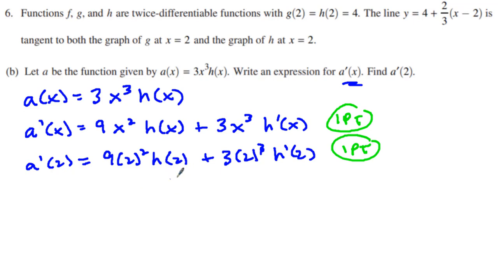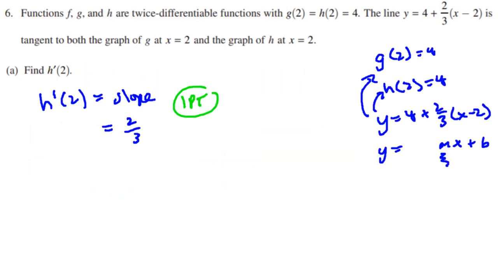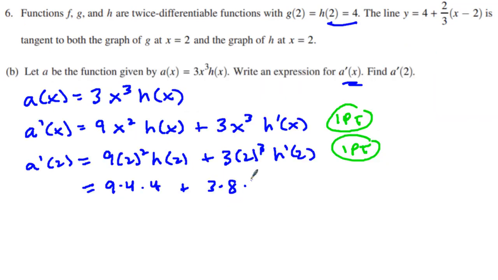Now we're going to find out what this ultimately equals. We have 9 times 4, because h of 2 is equal to 4, plus 3 times 2 cubed, which is 8, times h prime of 2. Going back to part a, h prime of 2 was 2/3. When I add all of that up, I get 144 plus 16, which gives me 160, which gives me my third point on part b. So that was a and b for number 6.